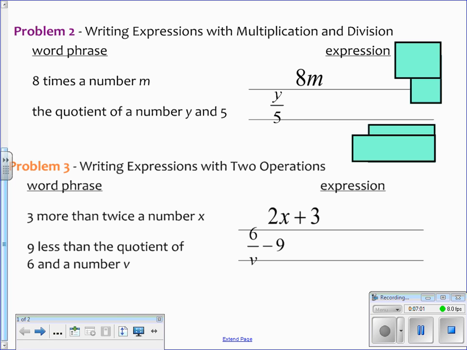Notice on both of the division ones, y divided by 5 and 6 divided by b, I did not use a division symbol. We generally do not do that when we're doing algebra. When we're solving things, when we're working algebraic expressions, we wish to write them as fractions. Or division we write as a fraction. Y divided by 5, 6 divided by b.